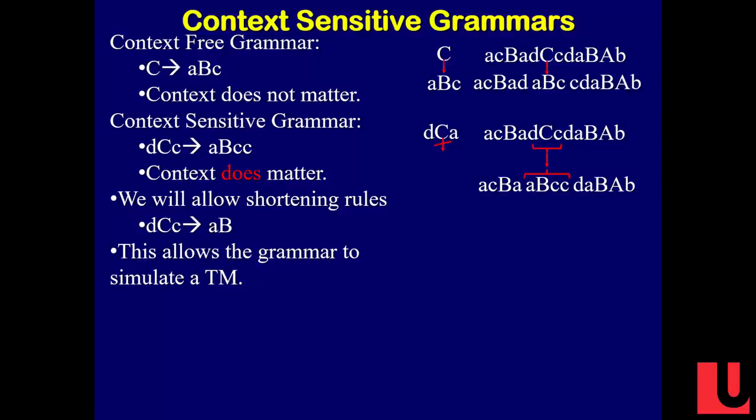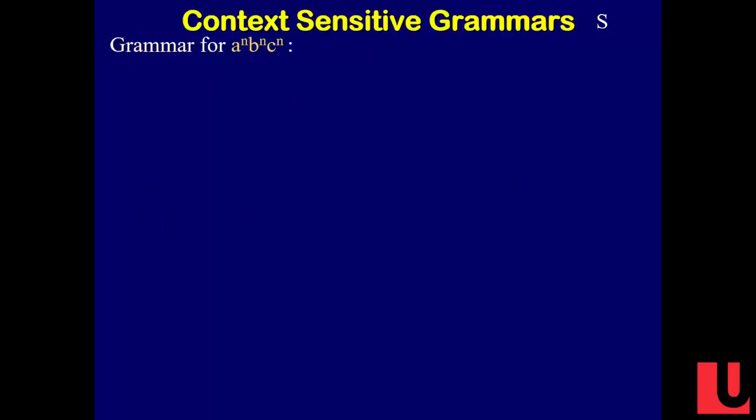All right? So let's see if I can remember to make that slide. All right, here, remember A to the N, B to the N, C to the N. Everybody here should know how to make a context-free grammar for this. Do you know how? What?